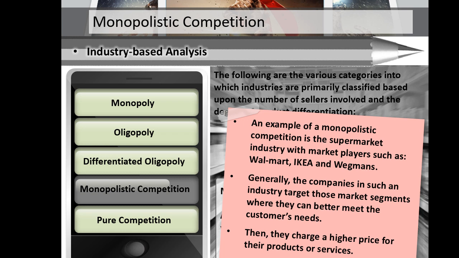So generally, the companies in such an industry target those market segments where they can better meet the customer needs. They can charge a higher price for their products. So it's also called differentiated oligopoly. I would rather prefer to go, in a place like Abuja for instance, where most people have white collar jobs, 70% or 80%. They'll prefer to just go to a supermarket where they can get everything under one roof and pay a little higher per item.